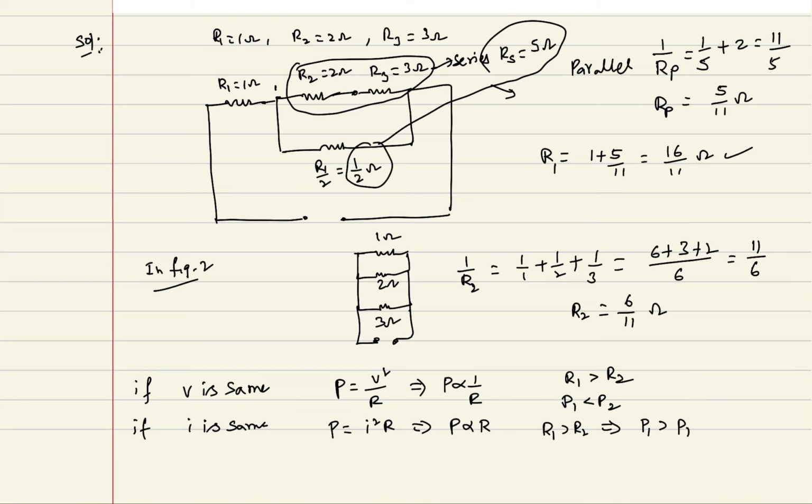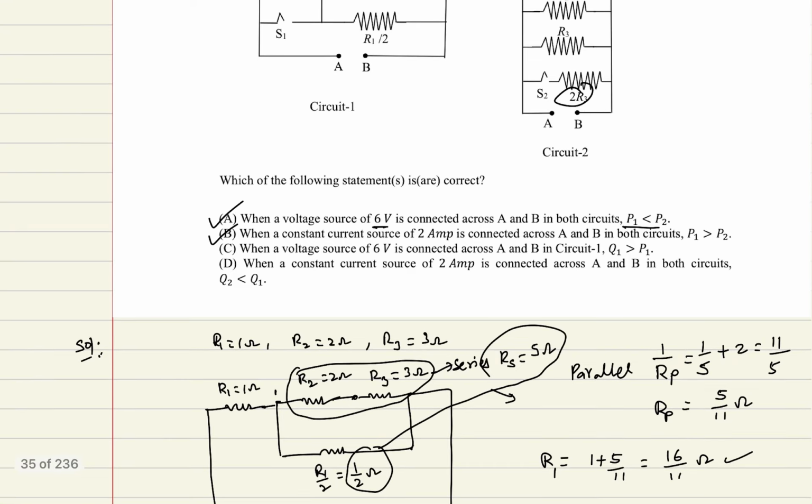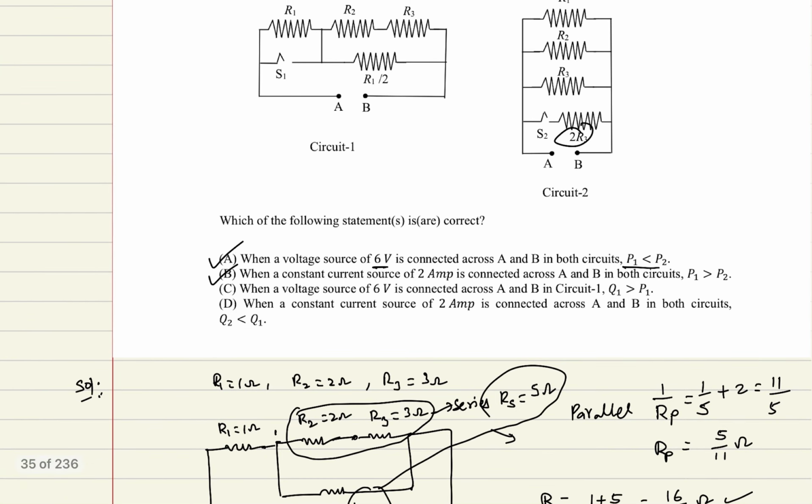As R1 is greater than R2, we can see that P1 is greater than P2. So the second option, that P1 is greater than P2, is correct. Again, when a voltage of 6 volt is connected between A and B in circuit 1, Q1 is greater than P1.